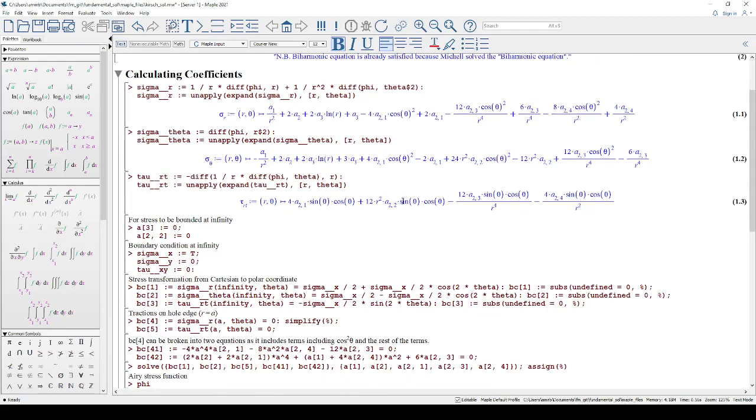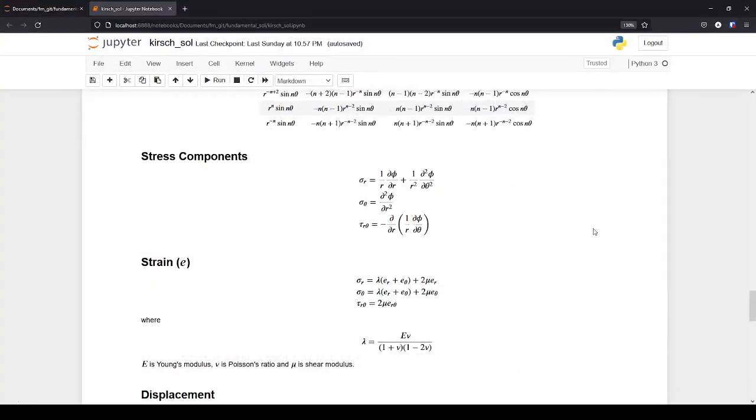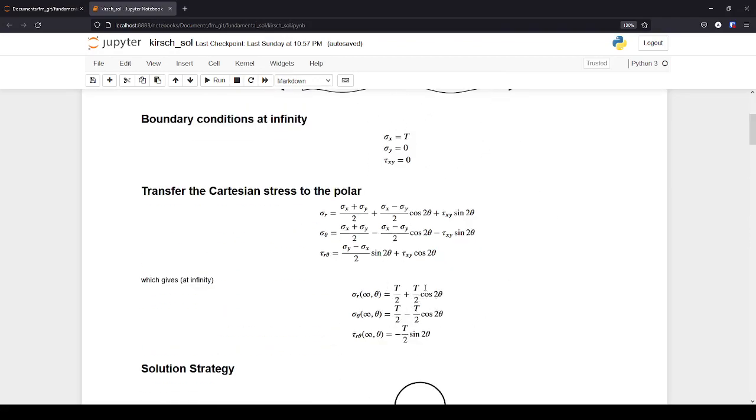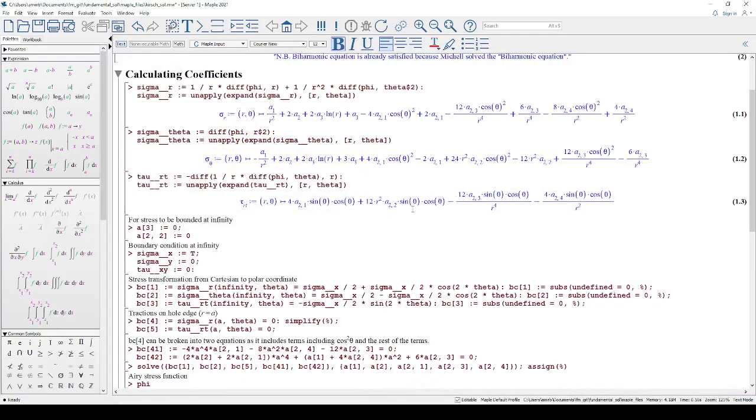So as you see here, at infinity, my stresses are bounded. I have only these kind of terms here, so there's no sign of any infinite or unbounded term. So I need to remove those kind of terms which actually create an unbounded stress in my solution. So as you see here, in sigma r, as r goes to infinity, this term will go to 0. We don't have r here.